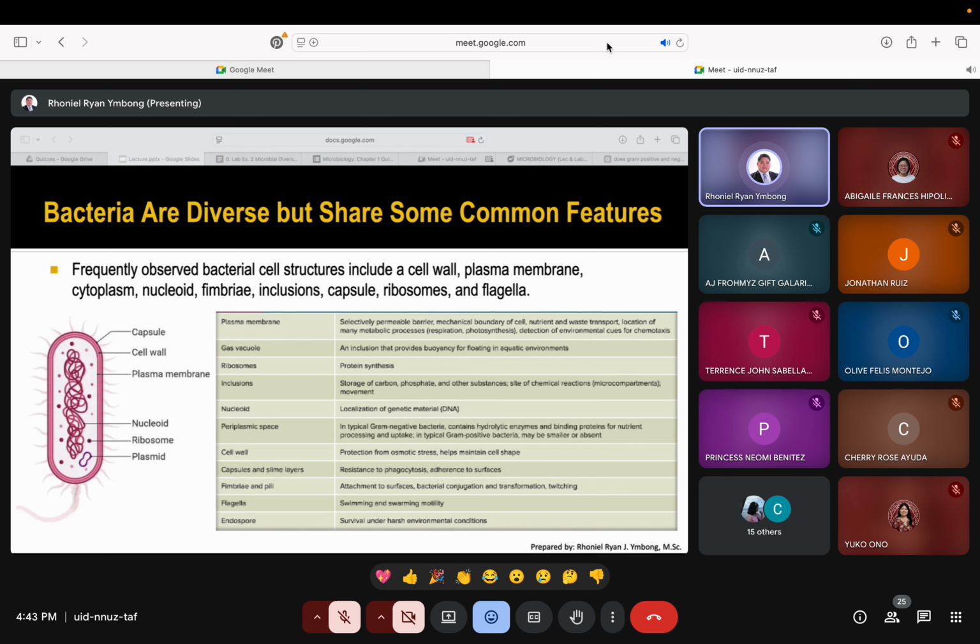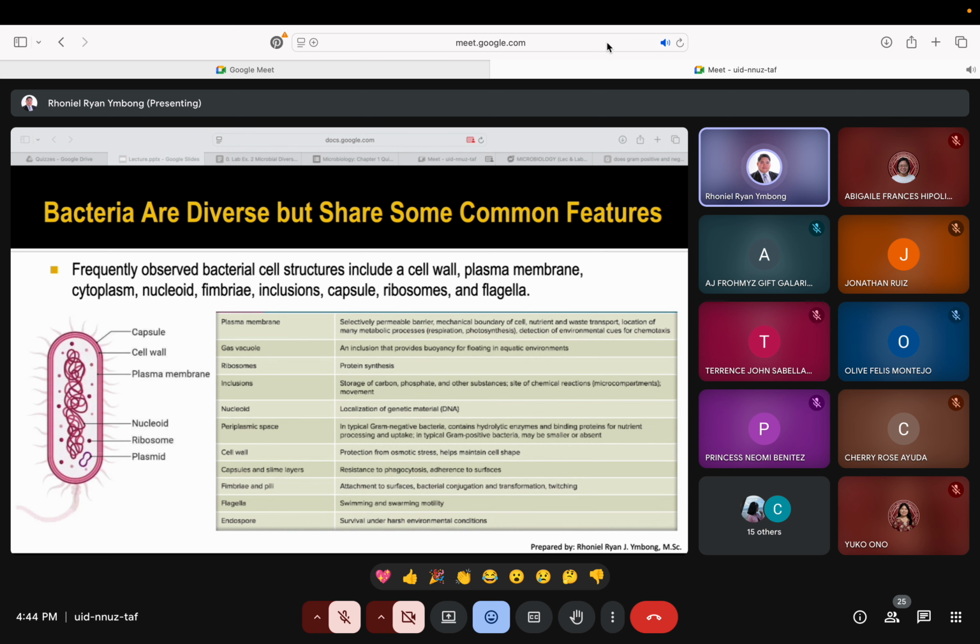Altogether, your plasma membrane, your cell wall, your capsule or the slime layer, they now comprise what you call the cell envelope. No? So ang cell envelope diay is a complex structure made up of several layers. No? The plasma membrane, the cell wall, and the capsule or the slime layer. Okay? So within your cell envelope, then you can now see the various materials and the various structures within the cytoplasm of your bacterial cell.